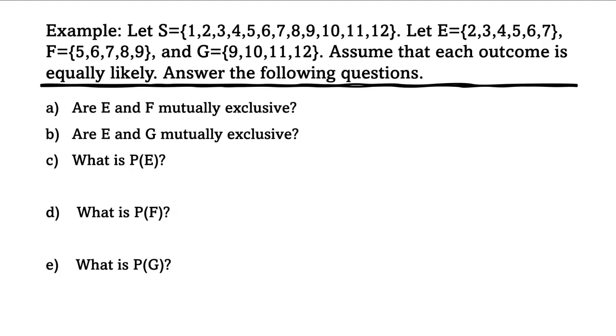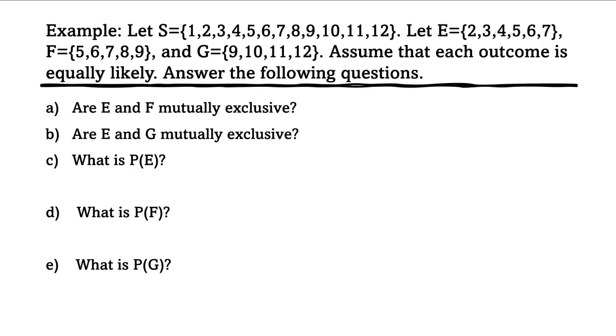And let G be a set with 9, 10, 11, and 12. So I have 3 different sets here, not including the sample set. I have 3 subsets of the sample space, okay? And I want to assume that each outcome is equally likely. So if I choose something from E, it has an equally likely outcome for each one, all right? So I want to answer the following questions.